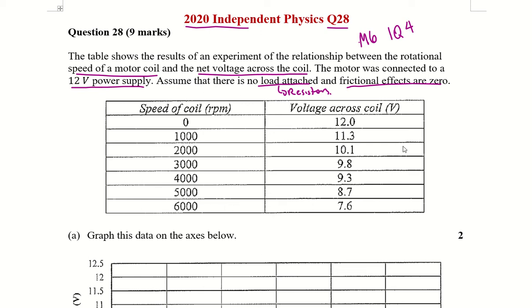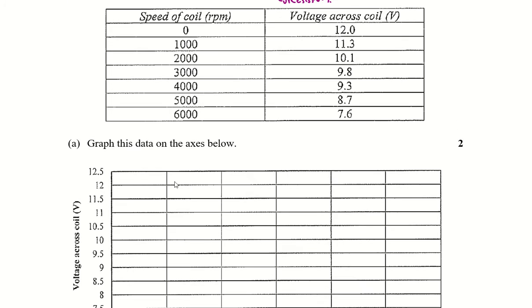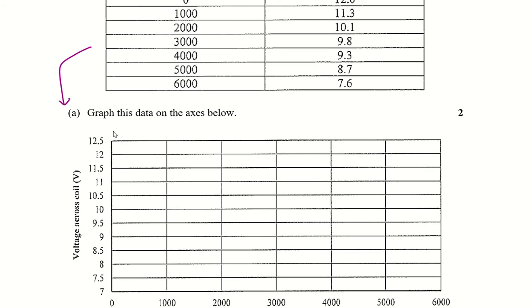You have your values here, you have your voltage here. In the very first question, you need to graph the data in this table and put it into this chart here. So that's the first step we need to do. It's worth 2 marks. So 1 mark will obviously be for plotting the data, and the other mark would most likely be for drawing a line of best fit at some point.